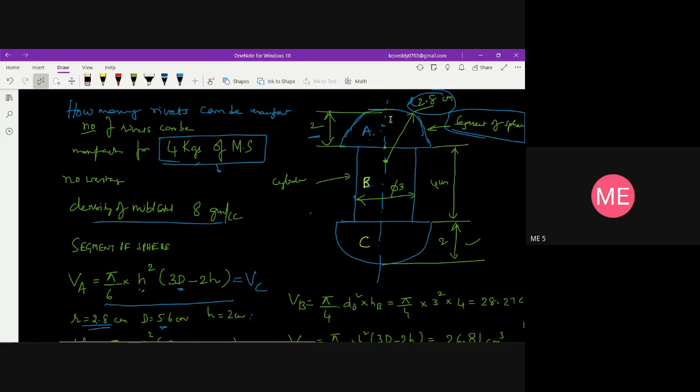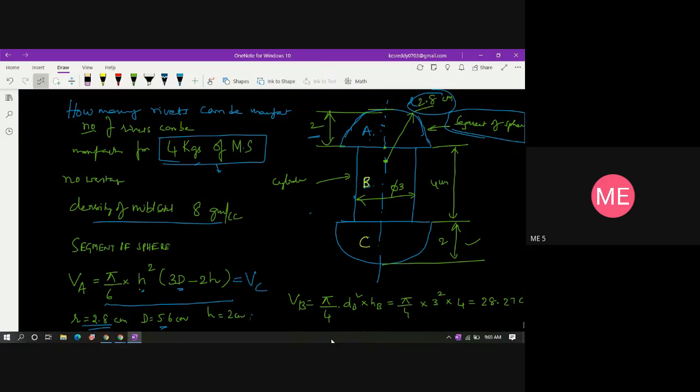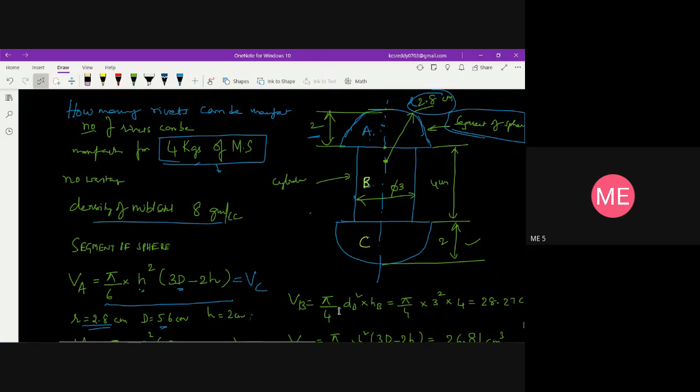Volume of B forms a cylindrical structure, with a diameter of 3 centimeter and a height of 4 centimeter. So pi r square h, or pi d square by 4 into h. You can use either of those two equations. So pi by 4 into d, which is 3 centimeter, and h is 4 centimeter. By calculating that, I get 28.27 centimeter cube.